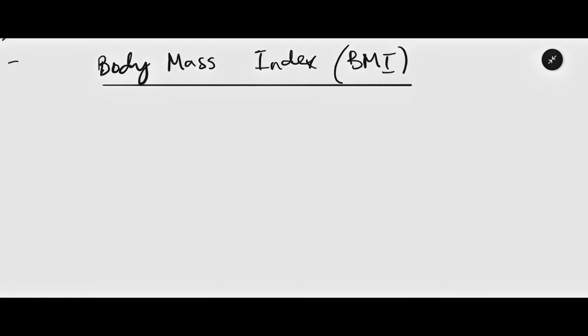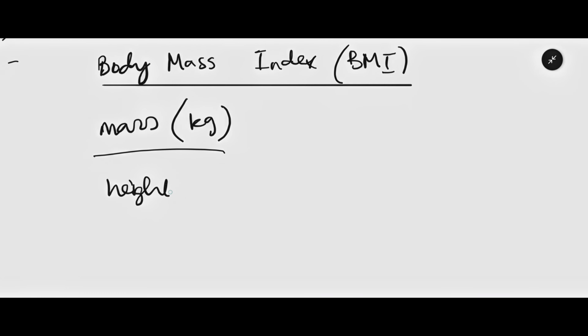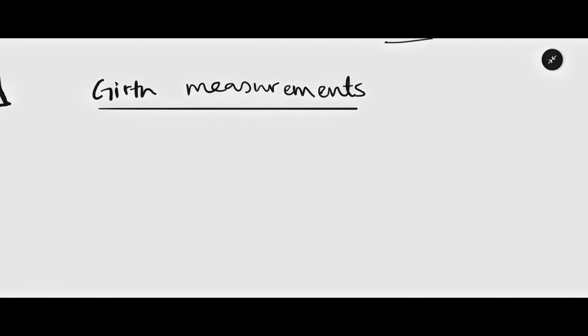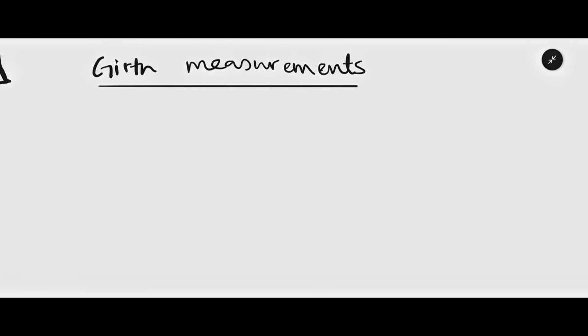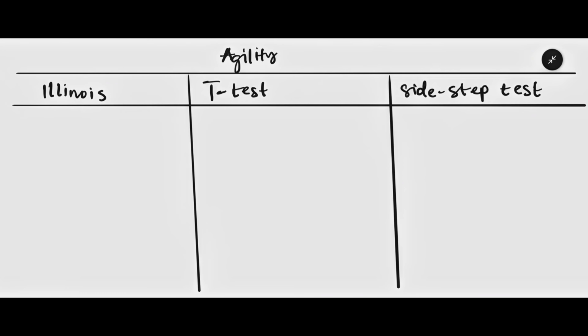Next, we have BMI. We've spoken about this. BMI is just the mass, which you can measure on a scale, divided by the height, which you can measure with a ruler, in meters squared. Actually, you square it. So BMI is kilogram per meter squared, and that's really it. Now girth measurements, again, very simple. It's just taking the circumference at the waist, at the limbs, or at the hip. That's it.